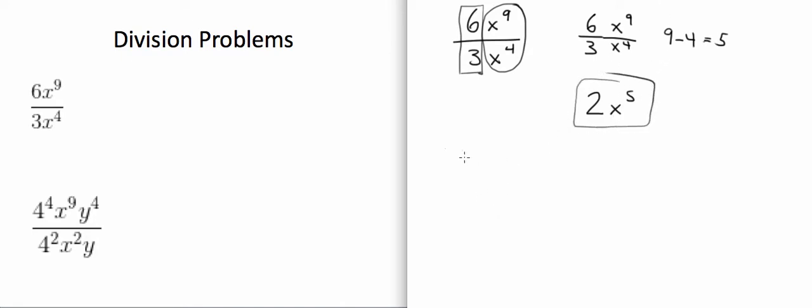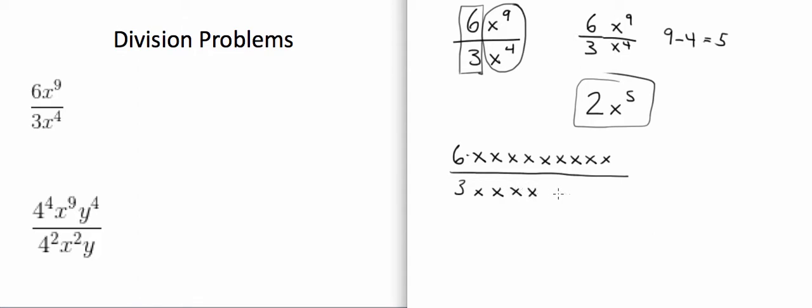Okay. We're also going to see this with expanded form, which we talked about prior to this, and this is going to help us see what we've got here. So we've got 6 times, and we have 9 x's here. So 1, 2, 3, 4, 5, 6, 7, 8, 9, and then we have 3 times 1, 2, 3, 4 x's.